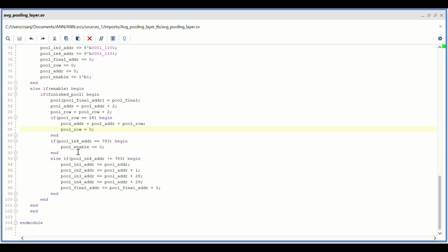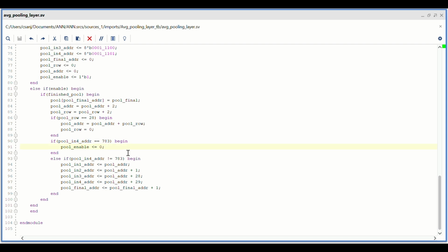The other thing that could come up is, what if you reach the last pixel? I know my pixel addresses go from 0 to 783, because there are a total of 784 pixels. So the highest address I can achieve is 783. What if your fourth pixel is at the 783 location? This means you have reached the end of the pooling. You have computed the pooling of the entire image. That's why pool enable is set to 0, meaning the computation is over and your entire pooling is done.